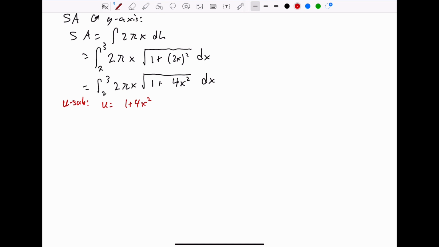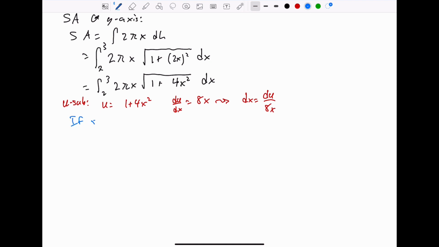Let's work through the steps of u substitution now. We take the derivative of u with respect to x, that is 8x. Solve now for dx. dx equals du divided by 8x. We have a definite integral here, so we need to convert the limits of integration. These are x values. We need to convert them to be u values. So we do this in 2 steps.